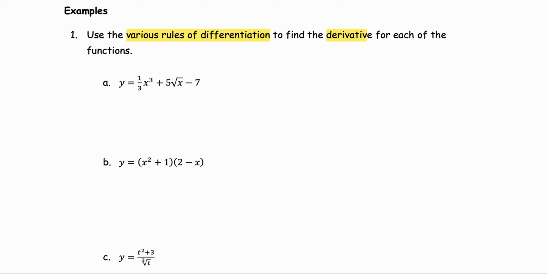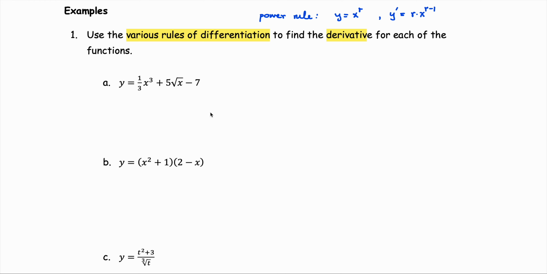For part A, we have the function y as 1/3 times x to the third plus 5 square root x minus 7. Recall one of the basic rules that we saw in the previous section is called the power rule. The power rule for the power function means if y equals x to the power r, then y prime is the power r becoming the coefficient, multiplied by x to the power r minus 1. That's the power rule. This is one of the most used rules for derivatives.